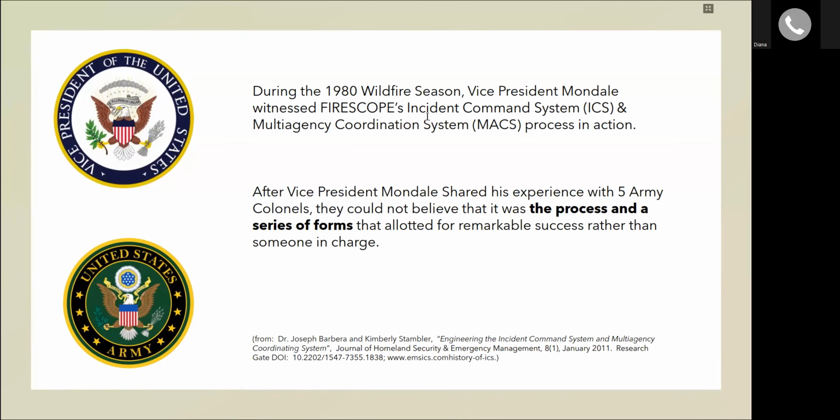During the 1980 wildfire season, Vice President Mondale witnessed FireScope's Incident Command System and Multi-Agency Coordinating System, or MACS, in action. After he got back to Washington, D.C., Vice President Mondale shared his experience with 5 Army colonels, and they couldn't believe that it was the process and a series of forms that allowed for such remarkable success rather than someone in charge.